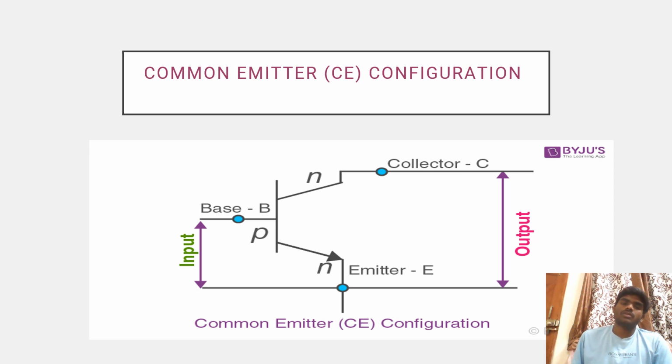Now in the common emitter configuration, if you see, there is the base B as the input, the emitter E, the collector C, and the output is that. So this is the configuration of the common emitter. So we have to just look into it.